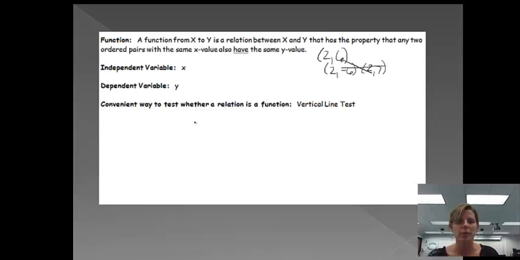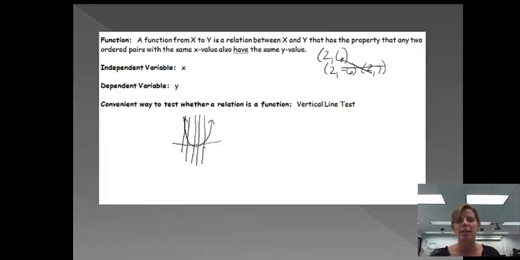A convenient way to test whether a relation is a function or not is by looking at the vertical line test. Let's say I have this relation right here, and I want to decide if it's a function or not. If I draw some vertical lines through the graph, we're just going to look at where the vertical lines touch. Notice this vertical line touches one spot. This touches in one spot. This vertical line touches in one spot. This line touches in one spot. Notice I really couldn't draw a vertical line that touches in more than one spot. So this is a function because a vertical line passes through no more than one time.